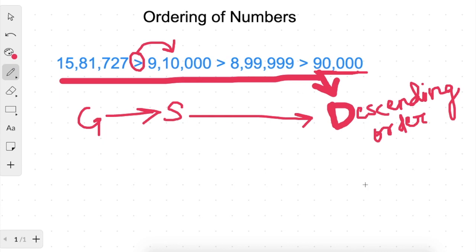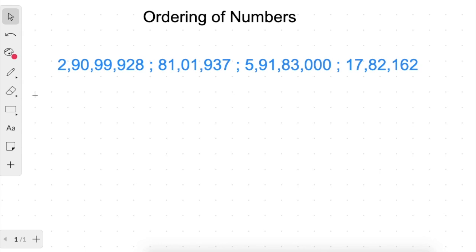So children, now you have to arrange some numbers in ascending and descending order. These are the four numbers. Now, can you arrange these numbers in ascending order first? You remember children, ascending order is when we are arranging numbers starting from the smallest and moving to the greatest. So that is ascending order. Try to arrange these numbers in ascending order. You can pause the video and try.